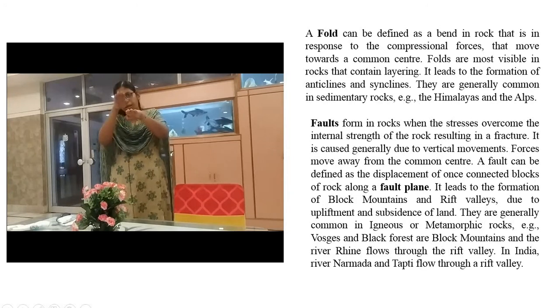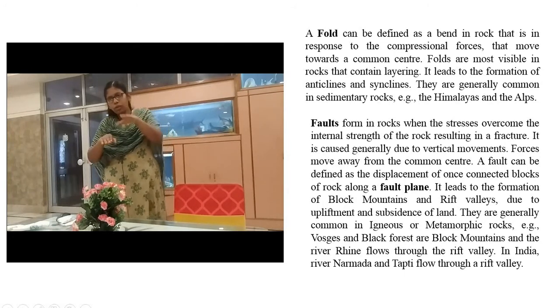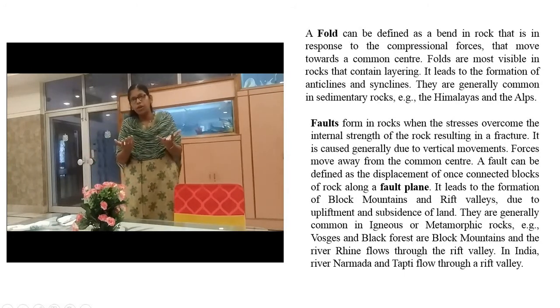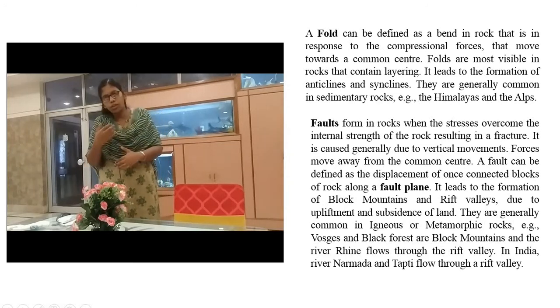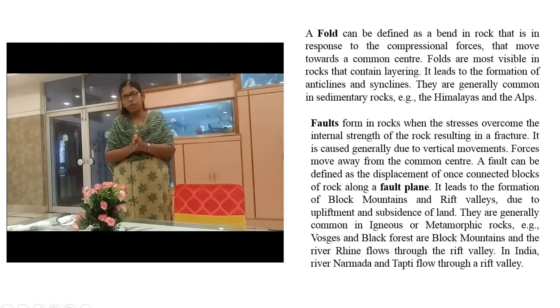There are three parts: 1, 2, and 3. So the 1 is your topmost part, that is the uplifted part. The next is your fault plane, and the third is your subsidence layer. So that results into your rift valley or results into your block mountains.